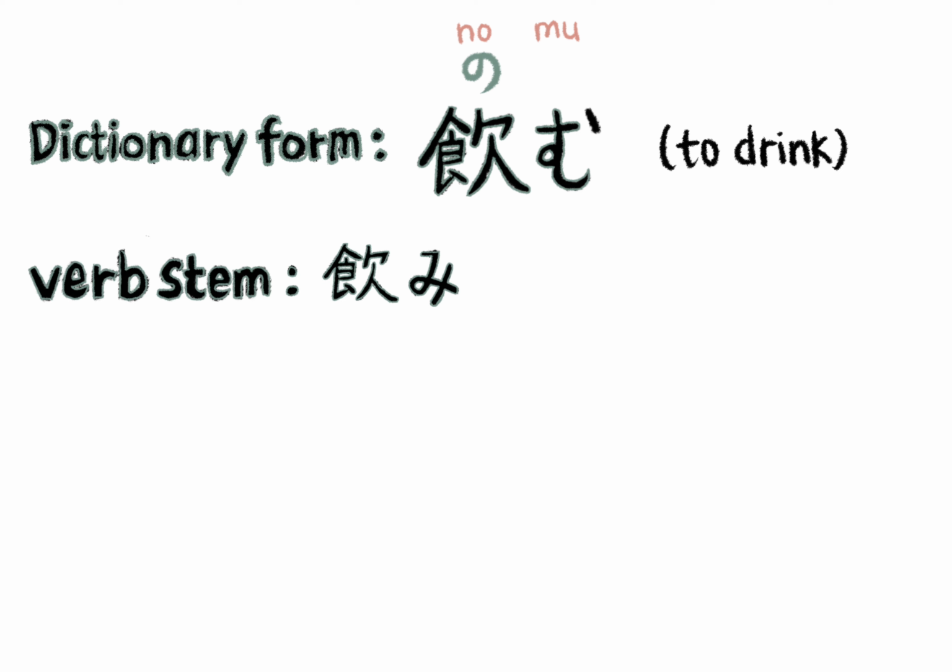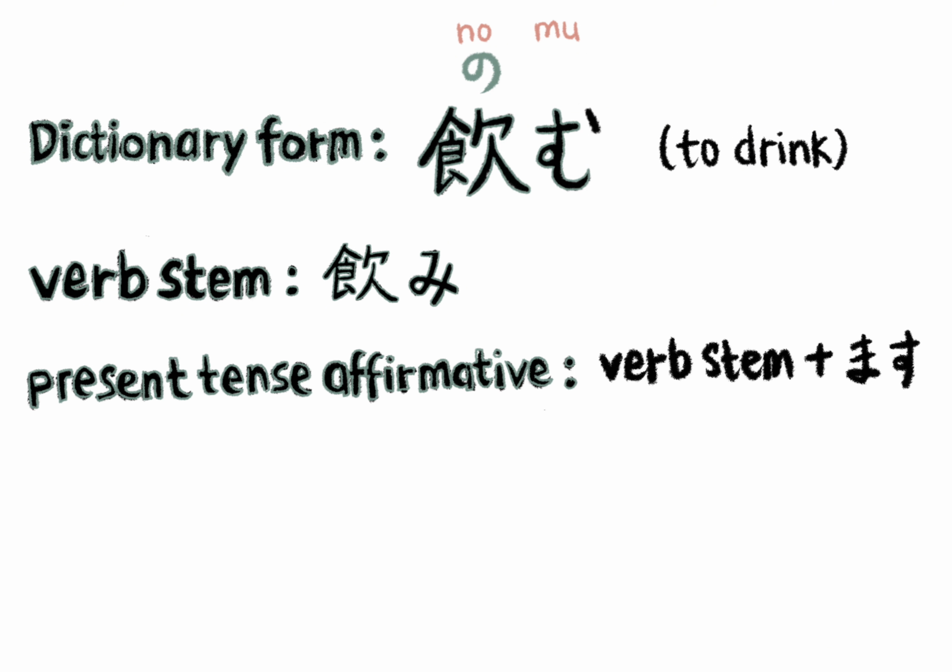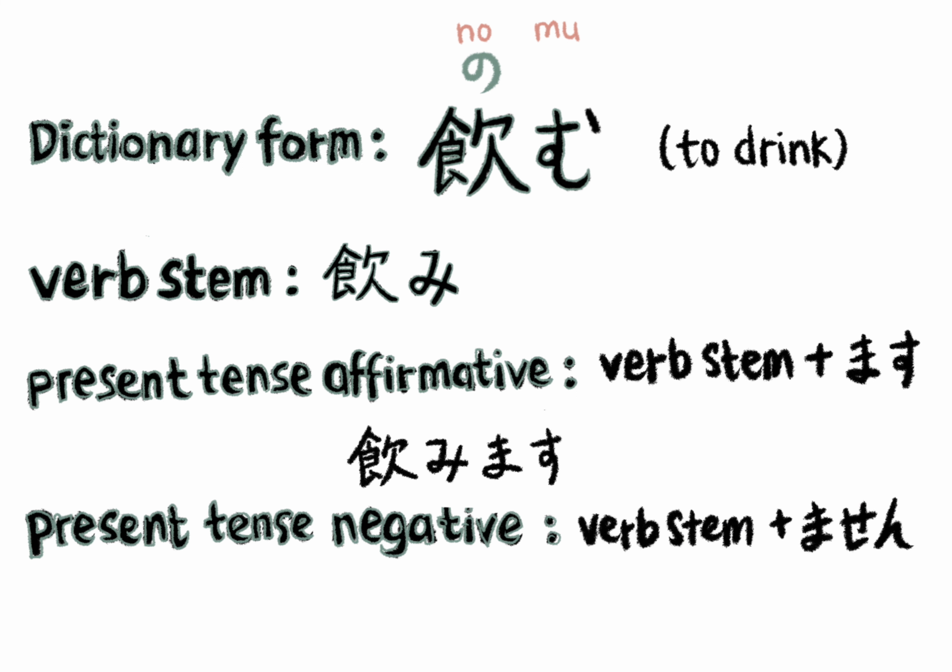After we get the verb stem, we can apply the conjugation rules to get forms we want. The verb stem is nomi. To conjugate the present tense affirmative form, we add masu to the verb stem. It becomes nomimasu. To conjugate the present tense negative form, we just add masen to the verb stem. It becomes nomimasen. Let's try another u-verb to get more familiar with the rationale.